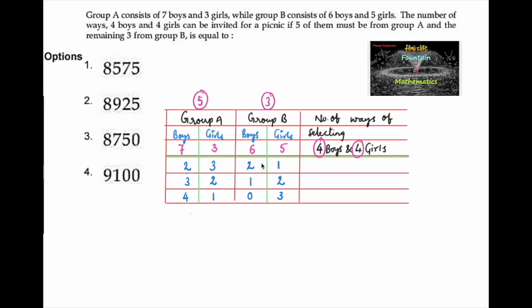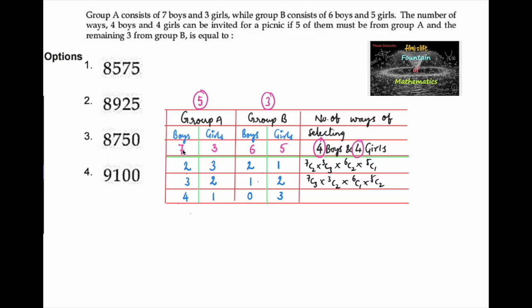Out of 7 boys, 2 boys are selected, that is 7C2. Out of 3 girls, 3 are selected, that is 3C3. Out of 6 boys, 2 boys are selected, 6C2. And out of 5 girls, 1 girl is selected, that is 5C1. In the second case, out of 7, 3 are selected, that is 7C3. Out of 3, 2 are selected, 3C2. Out of 6, 1 is selected, 6C1. And out of 5, 2 are selected, so 5C2.